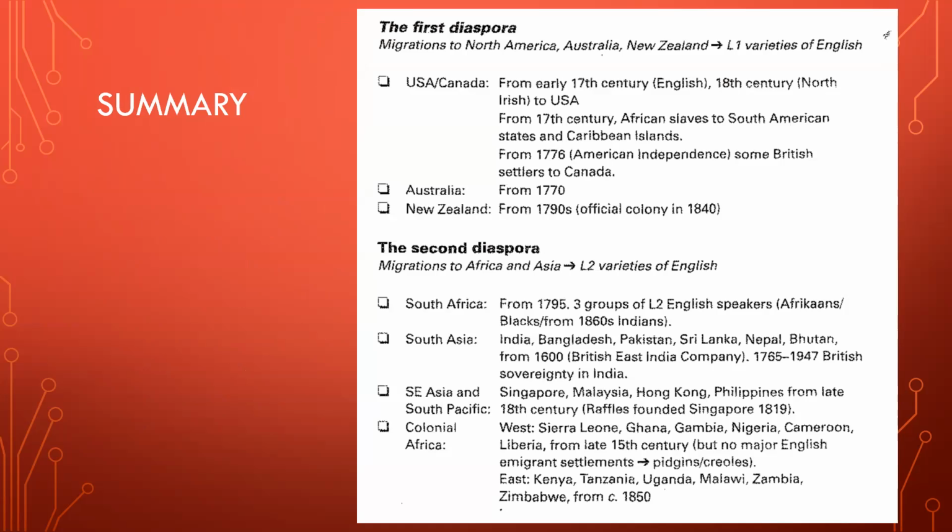So here's a summary of the diasporas that we discussed. In the first dispersal, we discussed USA, Canada, Australia, New Zealand, and also South Africa, not included there. But in the second dispersal, we have South Africa, South Asia, colonial Africa, which is West and East, Southeast Asia, and South Pacific. Sorry, South Africa is part of the second diaspora.